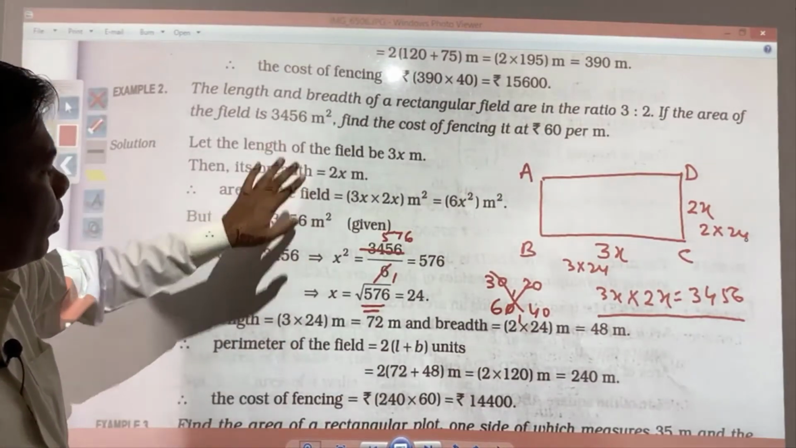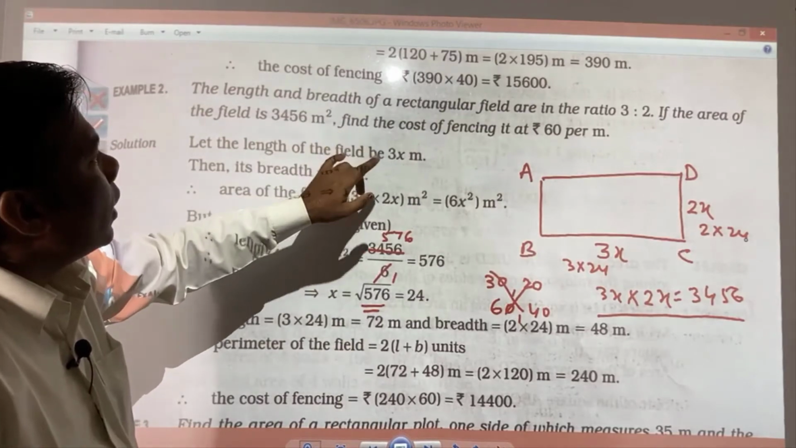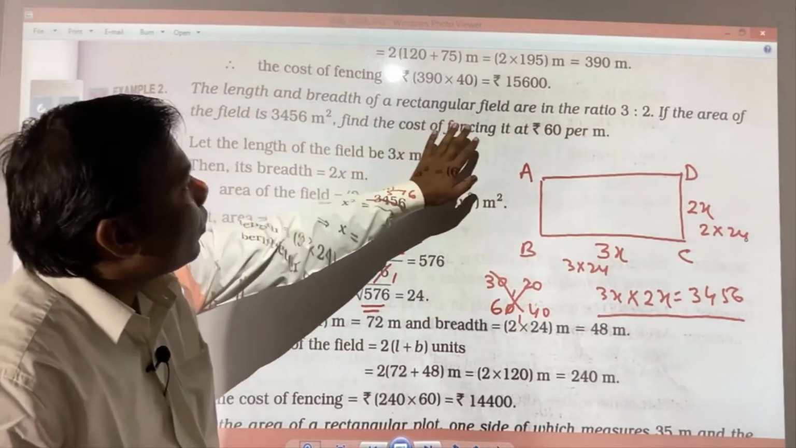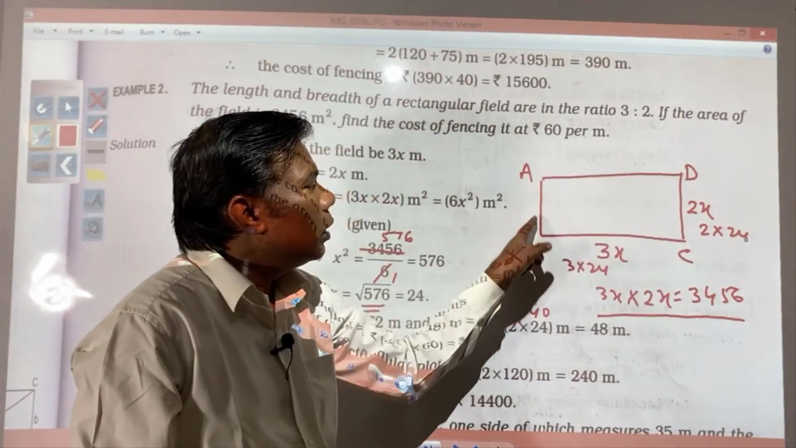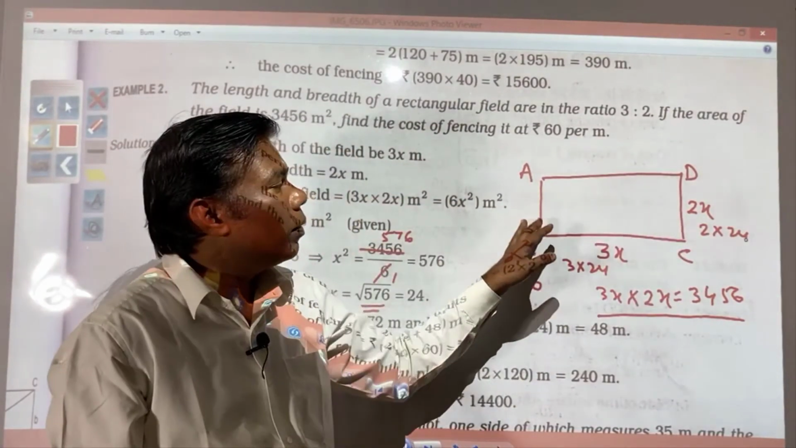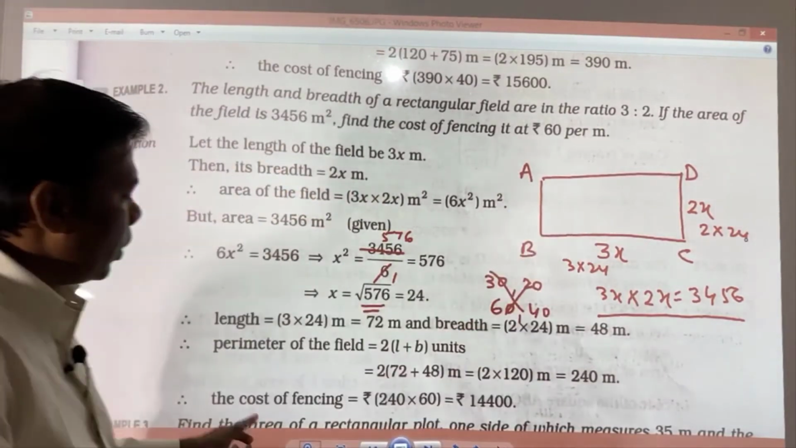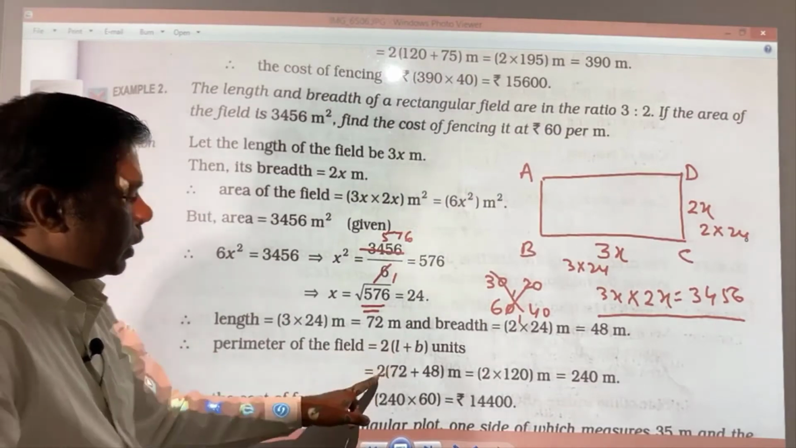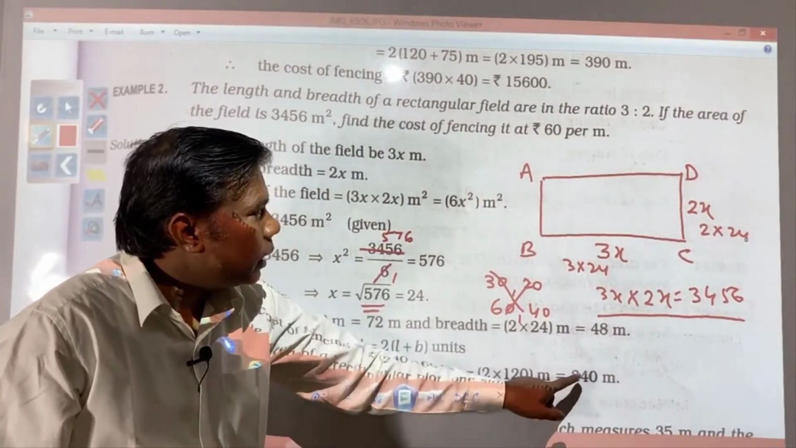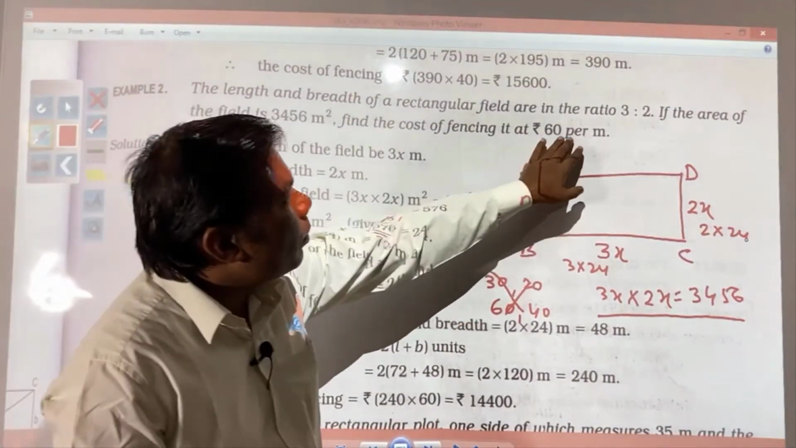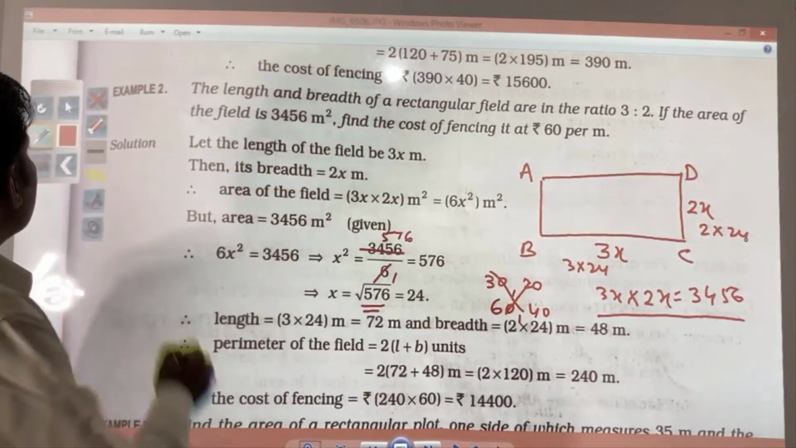Now perimeter. You had to find out, if the area has been given, the cost of fencing. So for fencing, what do you need to know? The total length of the boundary. How will you find it out? Perimeter. Perimeter is equal to 2 into (L plus B). Just put the values and you will find the perimeter. When you get the perimeter, you multiply it with the per meter rate as it has been given: 240 into 60, and that will be your answer.